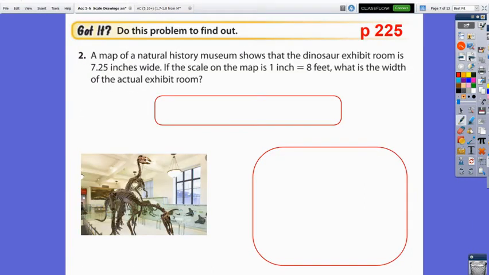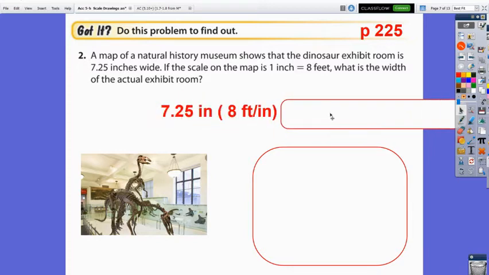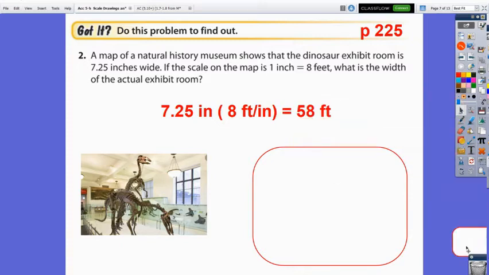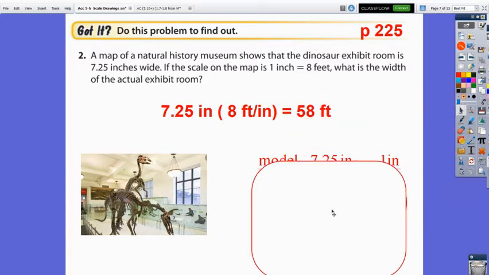All right, so I'll give you a problem here, and we'll see what the proper way to do this one is. A map of a natural history museum shows that the dinosaur exhibit room is 7¼ inches wide, and the scale is 1 inch is 8 feet. So what is the width of the actual exhibit room? Well, again, if each inch is 8 feet, then I would do 7.25 times 8, because the scale is 8 feet per inch, and get 58 feet. So that's one way to do it.